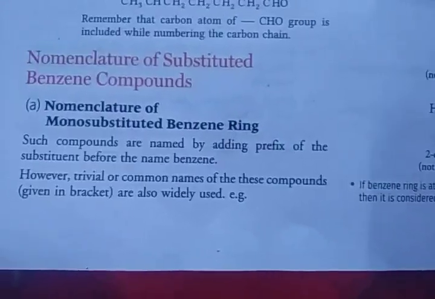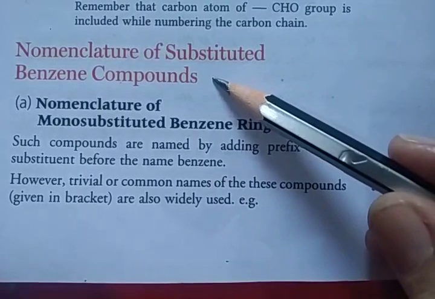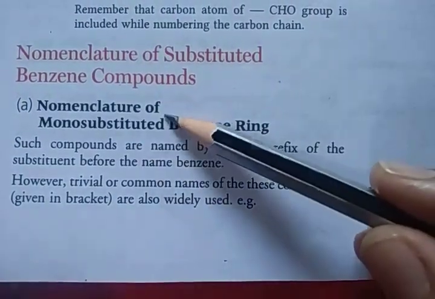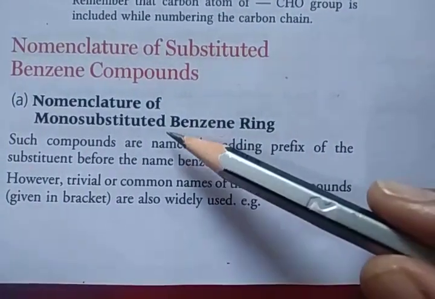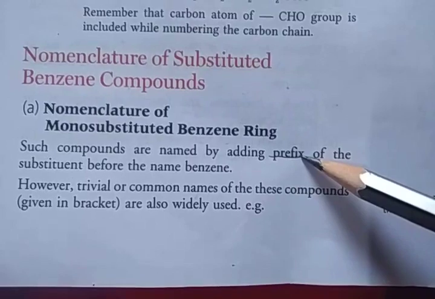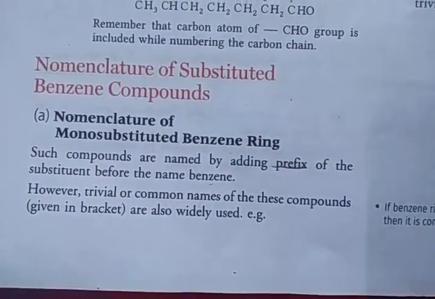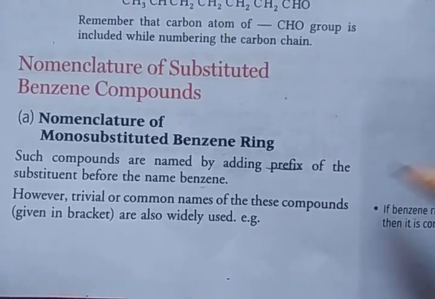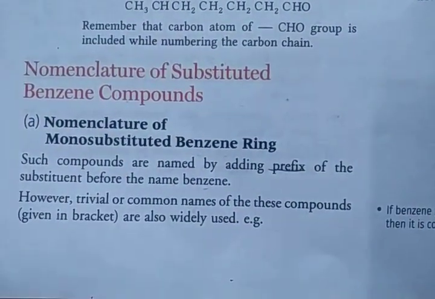Then next is nomenclature of the substituted benzene compound. First one is nomenclature of the monosubstituted benzene ring. Such types of compounds are named by adding the prefix of the substituent before the name of benzene. Trivial or common names of these compounds, given in brackets, are also widely used.